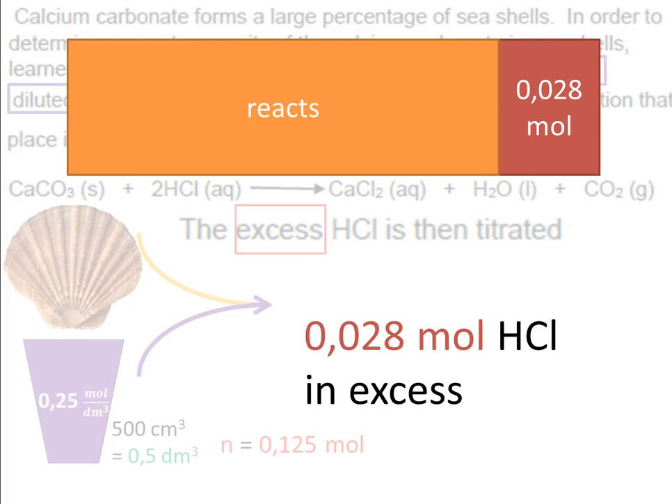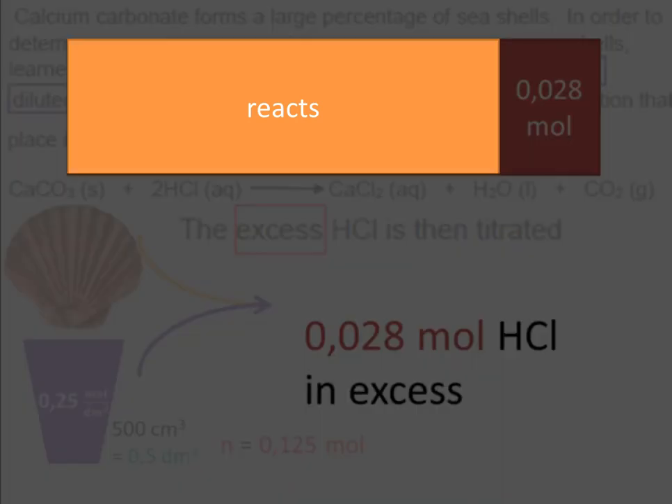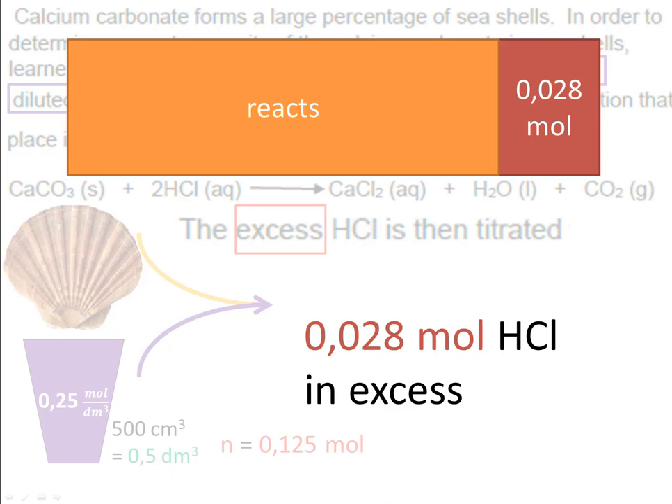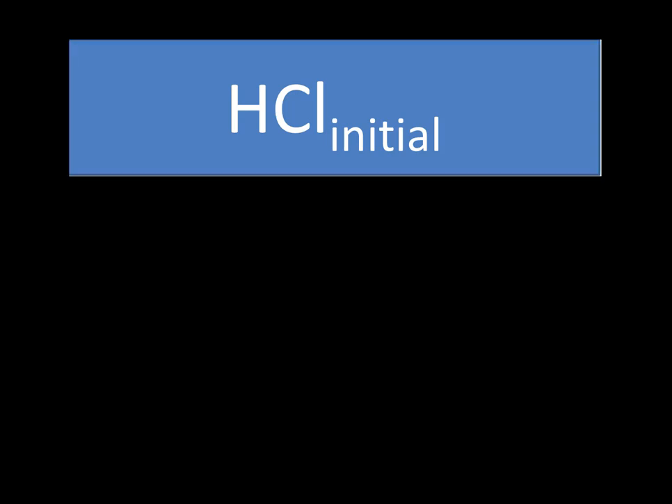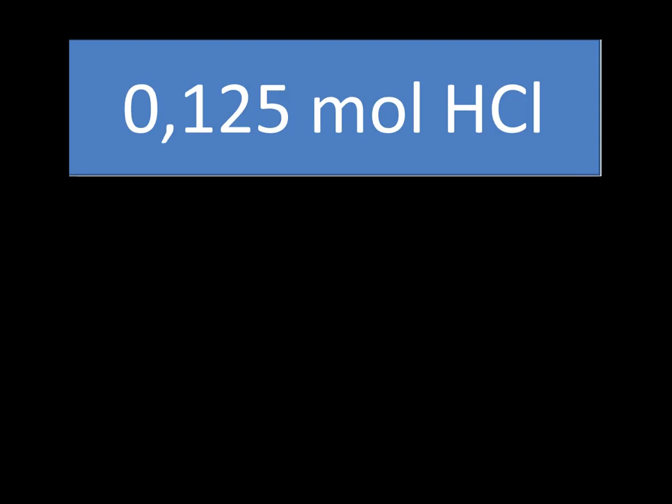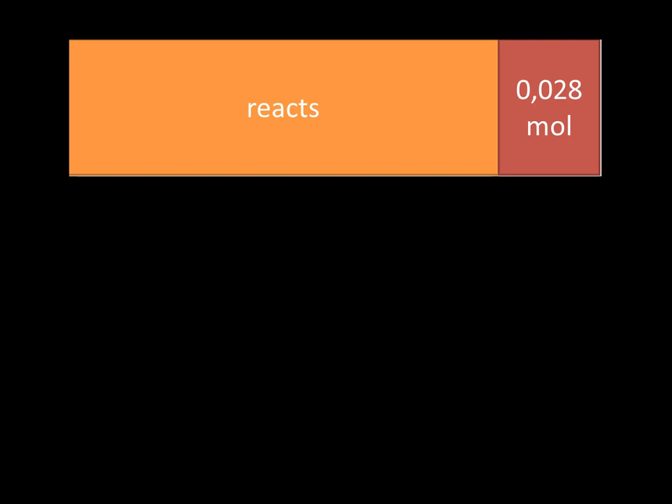But why did we want to know how much HCl was in excess? So that we could use it to calculate how much HCl reacted with the seashells. How do we do that? There's another piece of information that we need first. What is it? We need to know how much HCl there was at the start. And we do know that. We calculated it right in the beginning. 0,125 mole.